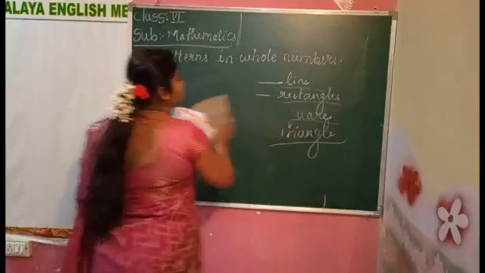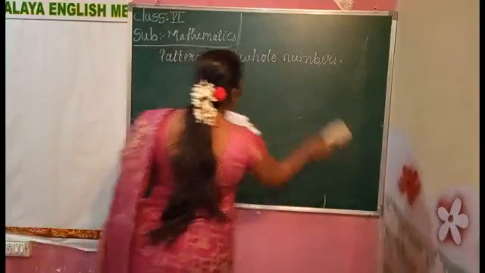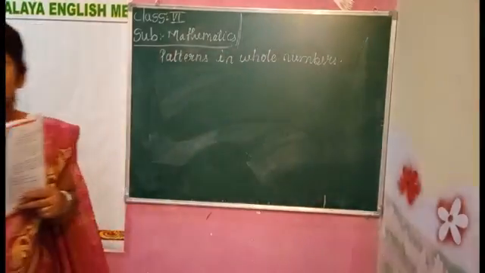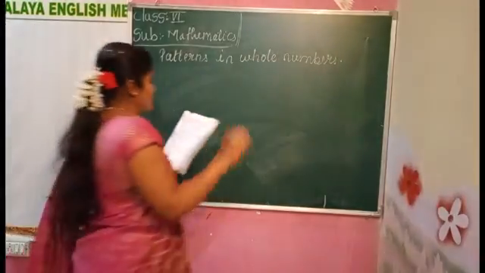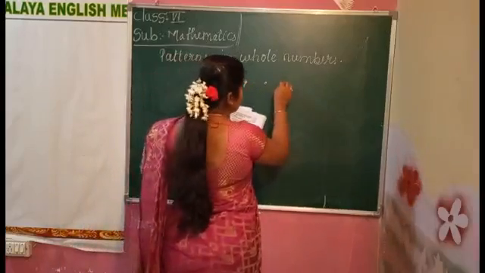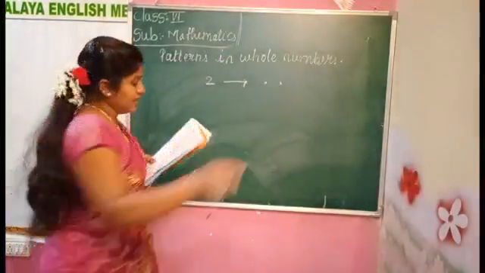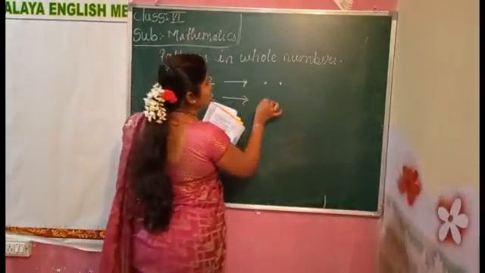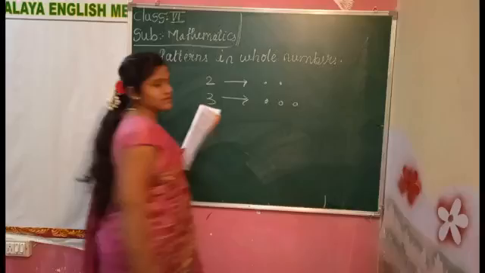Okay, it is interesting only. It is not a big thing or a hectic thing. The number 2 can be shown in the line like this. Yes, the number 3 can be shown like this.